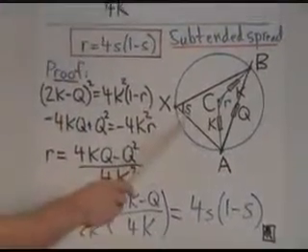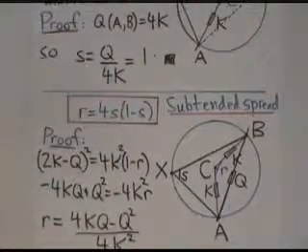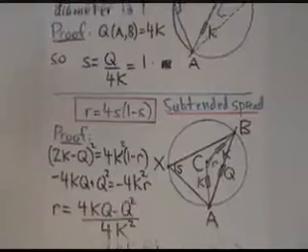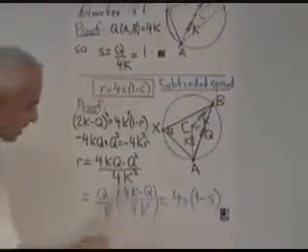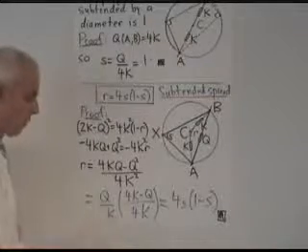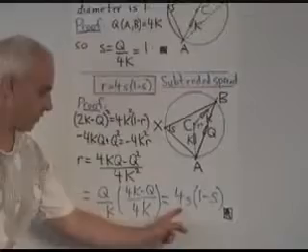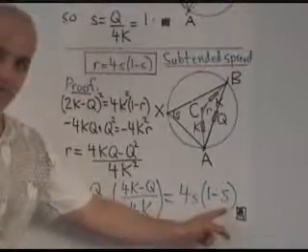Let me remind you that this spread S we've proven is Q over 4K. So Q over K is 4 times S. And what's in here is 1 minus Q over 4K. In other words, 1 minus S. So that's R equals 4 times S times 1 minus S.